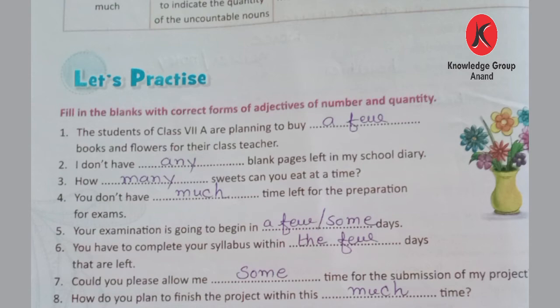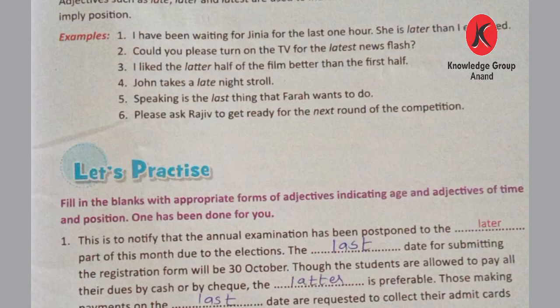Okay, now let us go to page number 39. See, dear students, here the examples are there. Rani is older than me. It is comparative degree. I am younger than my brother. Because older and younger, both of these words are indicating age.